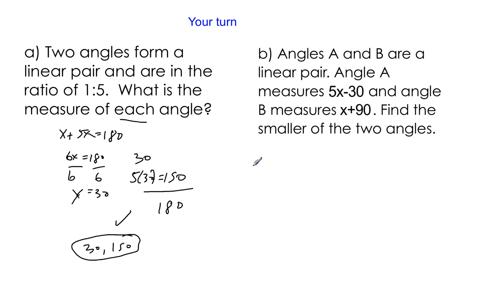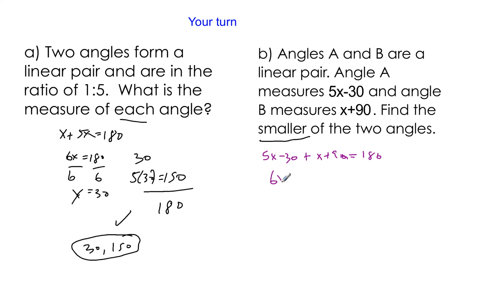Second one: angles A and B are a linear pair. Angle A measures 5x minus 30, and angle B measures x plus 90. Find the smaller of the two angles. So let's see. Let's set up an equation. The sum of these two angles is equal to 180 degrees because they are a linear pair. So 5x minus 30 plus x plus 90 is equal to 180. So let's combine like terms.